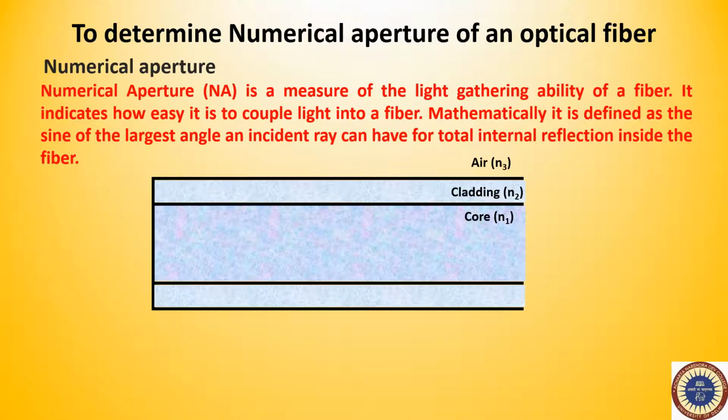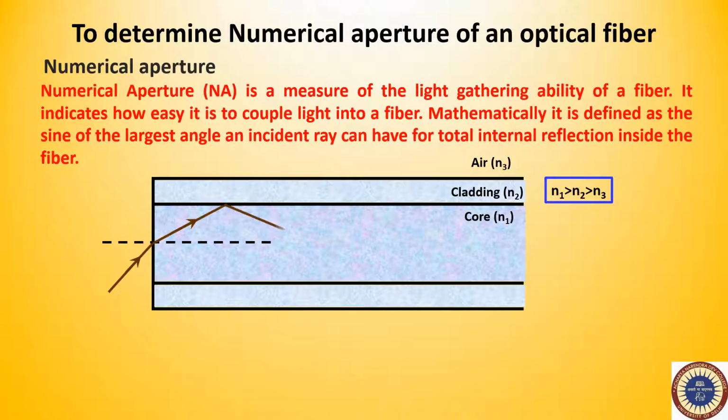Core, cladding and air are the three mediums with refractive indices n1, n2 and n3. Here n1 is greater than n2 and n2 is greater than n3. Suppose light enters the fiber and suffers total internal reflection. So it is confined into the fiber.